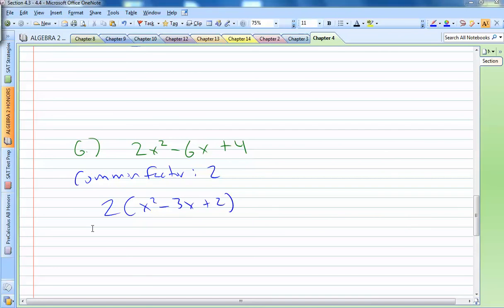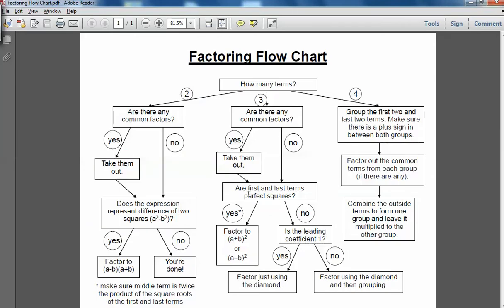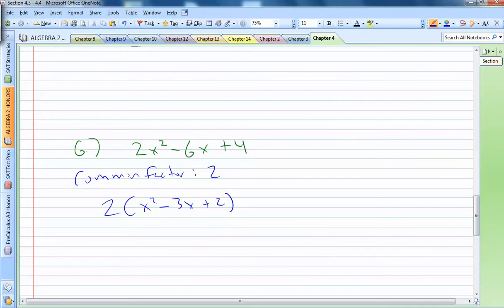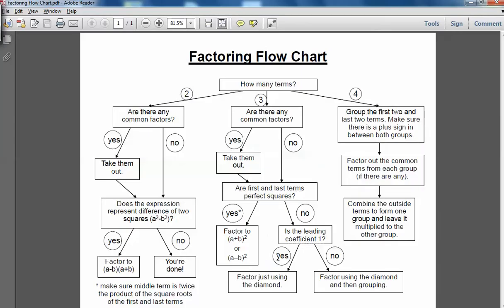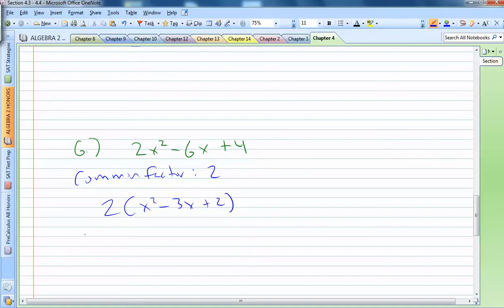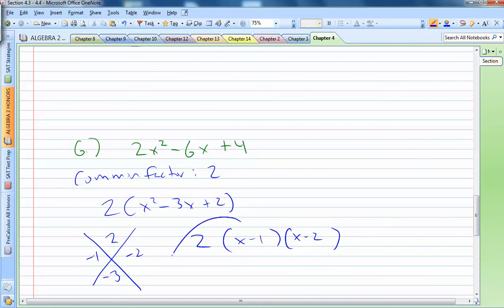Then what I'll do: are the first and last terms perfect squares? Nope. Is the leading coefficient 1? Not anymore now, because now we just have x squared. So factor just using the diamond. So 2 and negative 3, I could break that apart as negative 1 and negative 2. So you still got the 2 from before, don't forget about that. But now you got x minus 1 and you got x minus 2. So now that is factored.